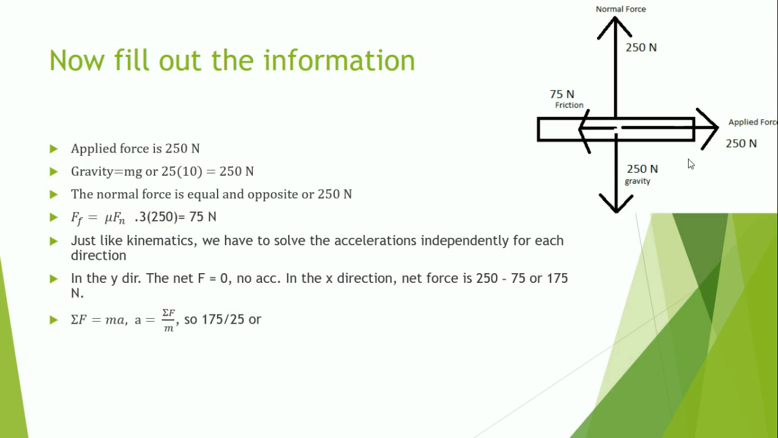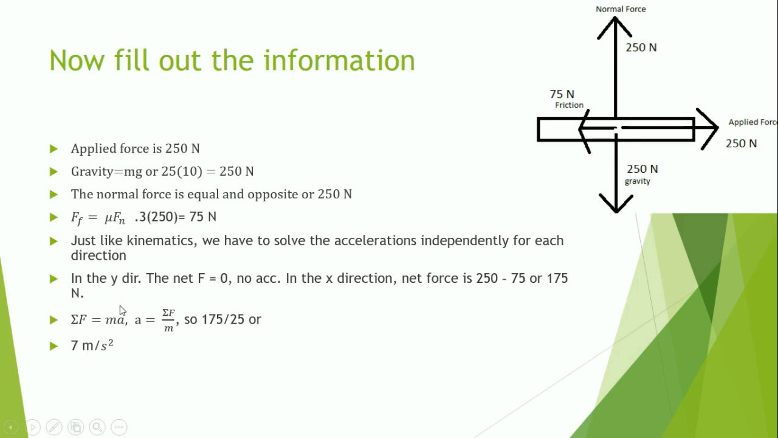And so if we use Newton's second law, net force, or the summation of the forces, equals mass times acceleration, and we solve for a, we just divide both sides by m, mass. We divide the net force, which we just calculated, 250 minus 75, so 175, by 25, the mass of the lawnmower. And we get quite a large acceleration. This guy must be very strong. So we get an acceleration of 7 meters per second squared. This is a very, very fast acceleration.